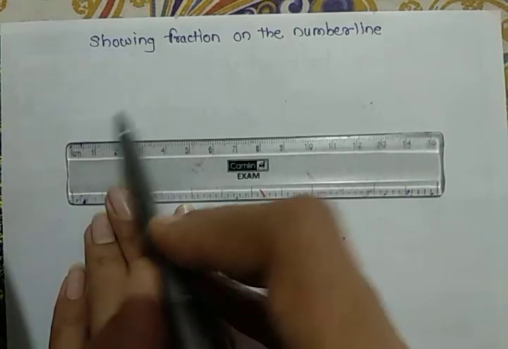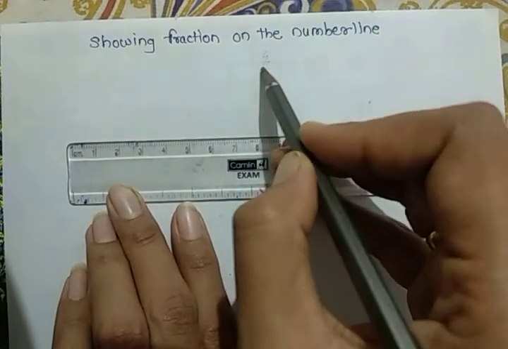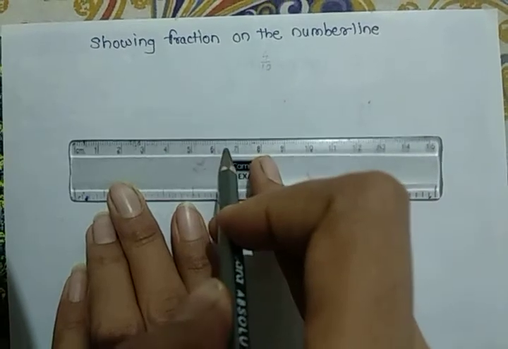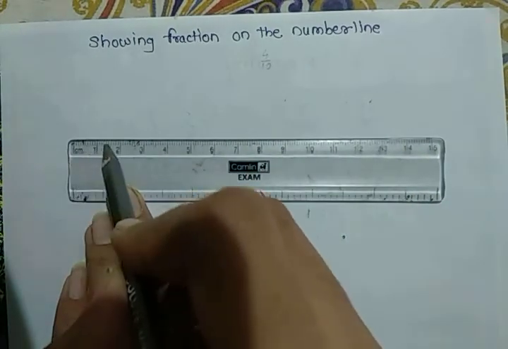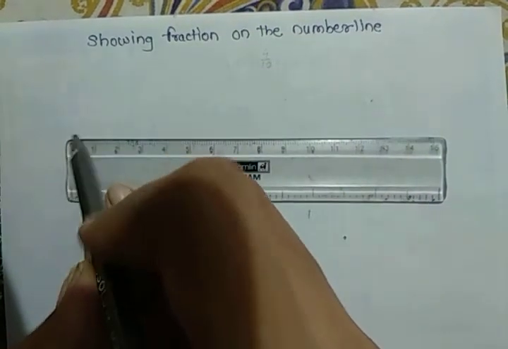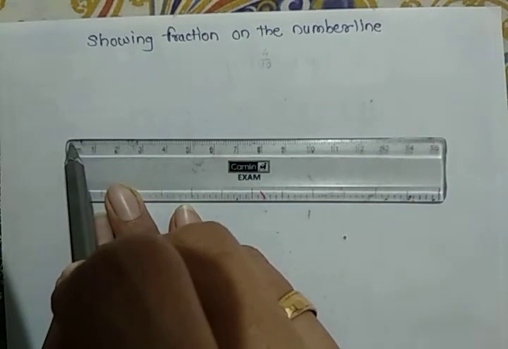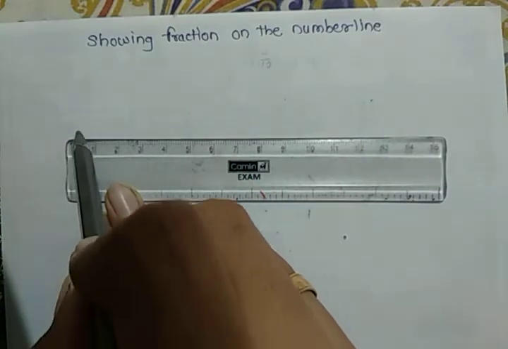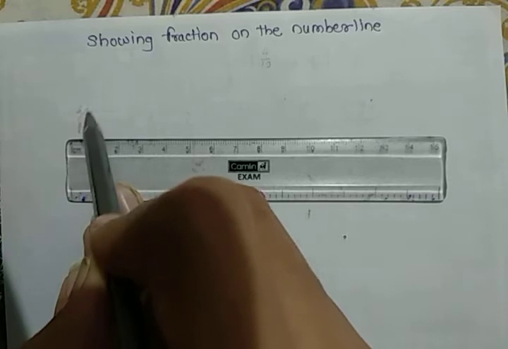It means if the fraction is 4 upon 10, let's see, these are the 10 marks in between two numbers. So fourth mark from 0: 1, 2, 3 and 4. This is the 4 upon 10.